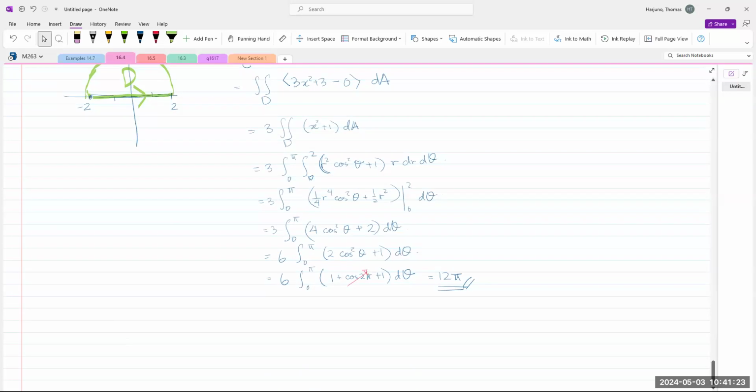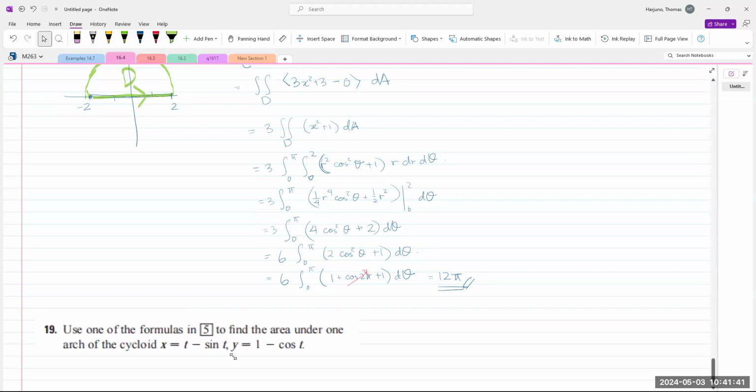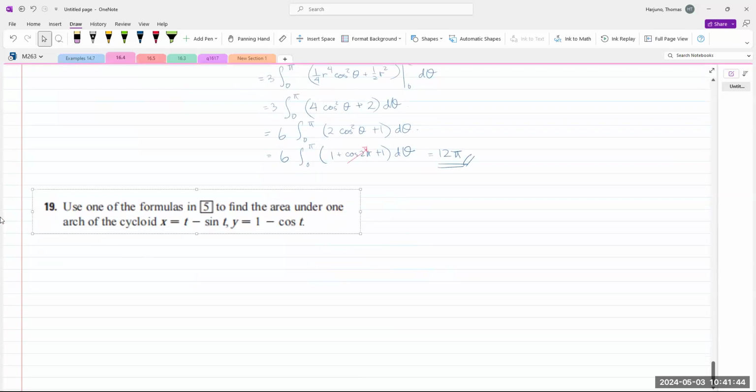Let me do the last one, number 19. I usually don't do odd numbers, but the reason I do this is because I don't find other similar questions, or this question is just unique. Number 19. Use one of the formulas in 5 to find the area under one arc of the cycloid.